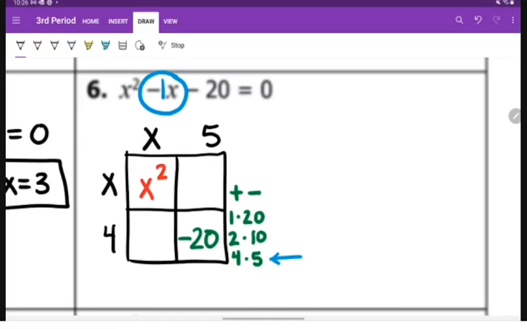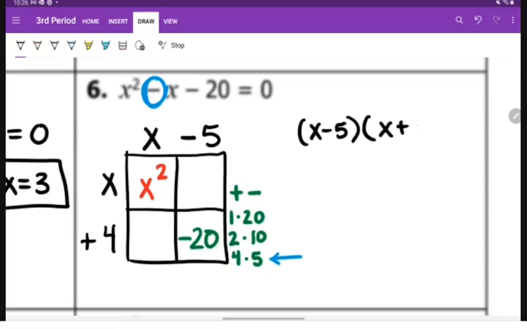Now let's figure out which one should be positive and which one should be negative. The middle term we're trying to end up with is negative, so we want to make the bigger number the negative. So we get x minus 5 times x plus 4, giving us the two roots of x equals 5 and x equals negative 4.